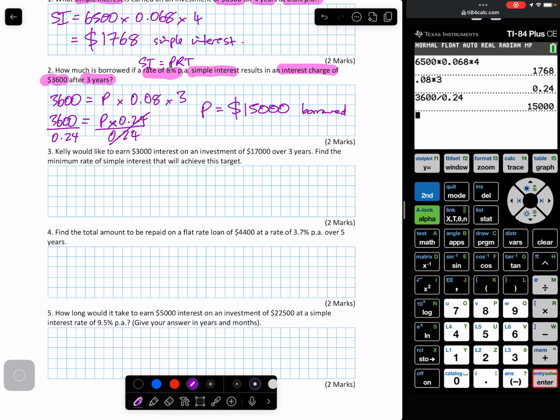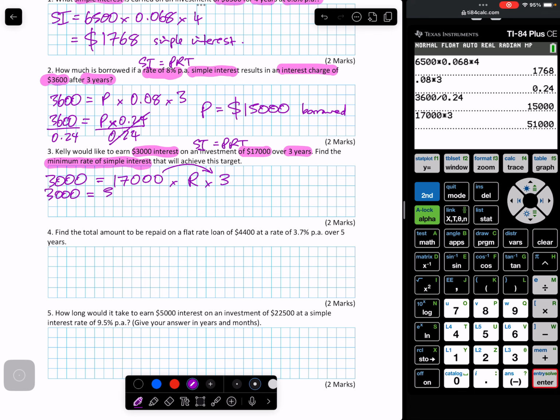Kelly would like to earn $3,000 of interest after investing $17,000 for 3 years. What's the minimum rate of simple interest? So once again, we are doing SI is equal to PRT, but this time I don't know the rate. She wants to earn $3,000 interest, so SI is 3,000. The investment was 17 grand, so P is 17,000, times by the rate, which we don't know, times by the years, which is 3. The order of multiplication doesn't matter, so I can times those out. 17,000 times by 3, so it's 51,000. I didn't do anything with the R, so times by R.